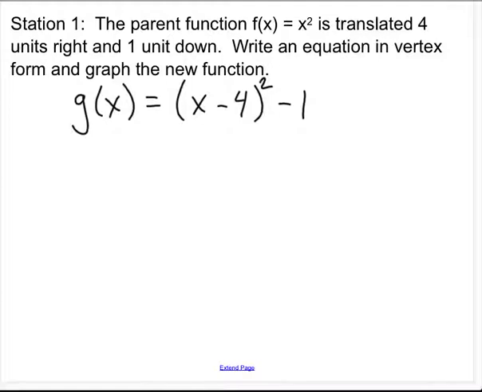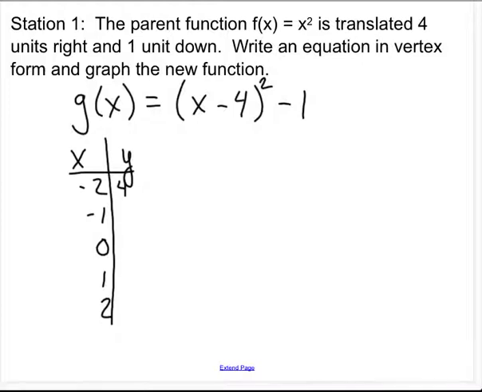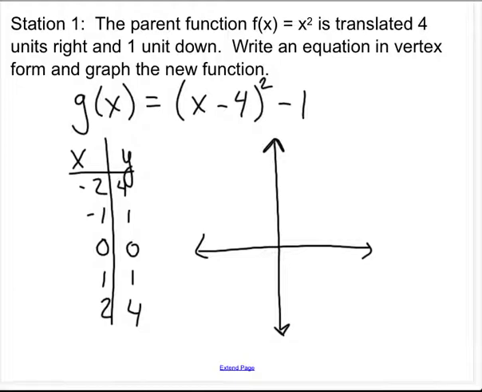For my students, what I did when I taught this was I did a t-table of values for the original parent function. So again, thinking parent function, x squared. -2 squared is 4, -1 squared is 1, 0 squared is 0, 1 squared is 1, and 2 squared is 4. So when you graph it, all you do is shift the vertex and then plot the ordered pairs from the parent function.